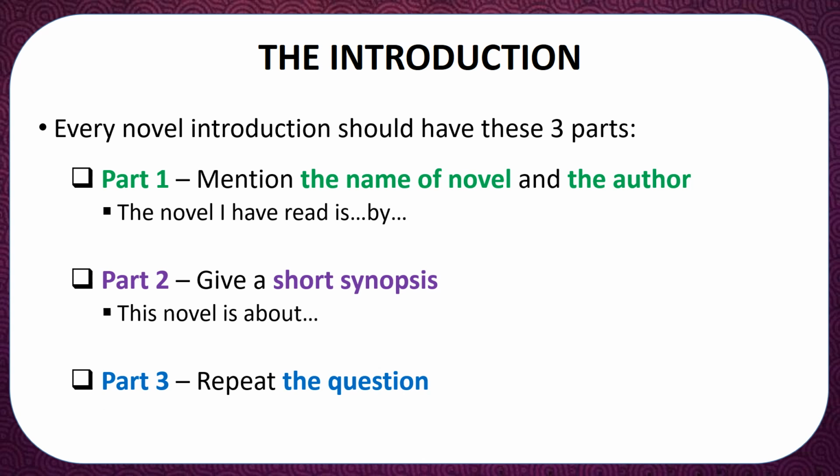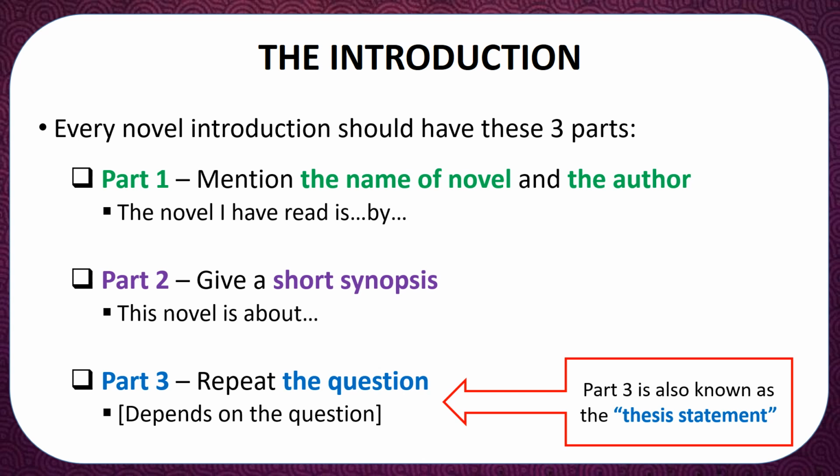Okay, so the last part is to repeat the question. By repeating the question, it actually depends on the question. If the question asks you about character and characteristic, then you will repeat the question. If it asks about theme, then you will repeat about the theme. We will see later. So this third part actually is what we call thesis statement. Because by repeating the question, you are telling the examiner that this is your answer. This is what you will focus in your answer. Alright? Okay, so let's see.